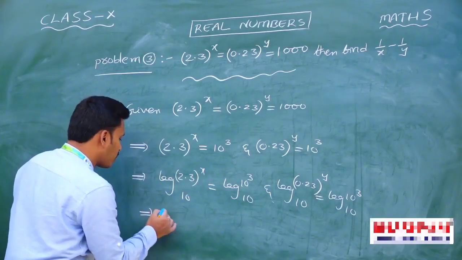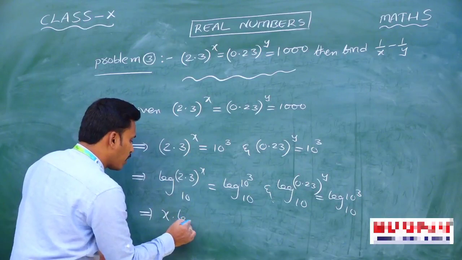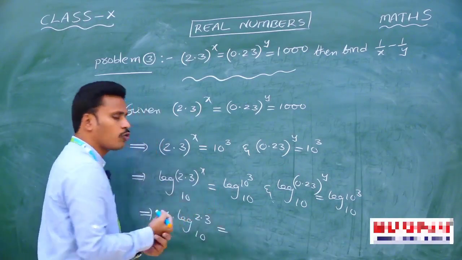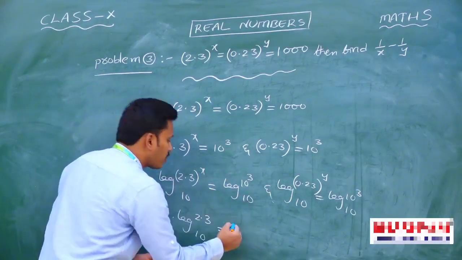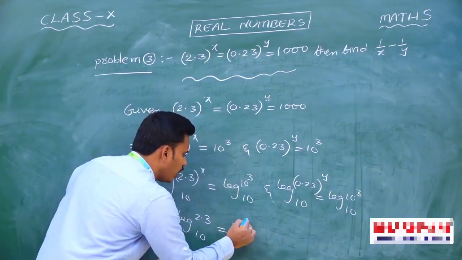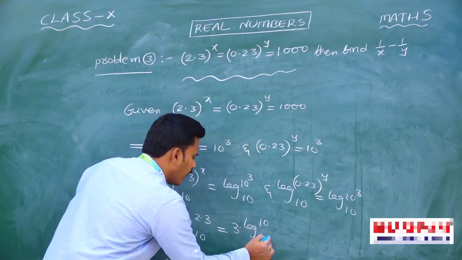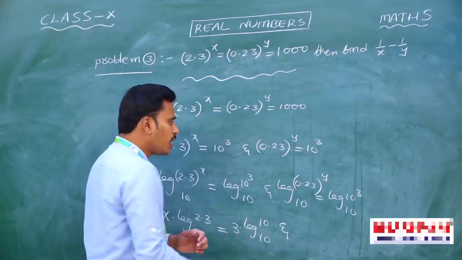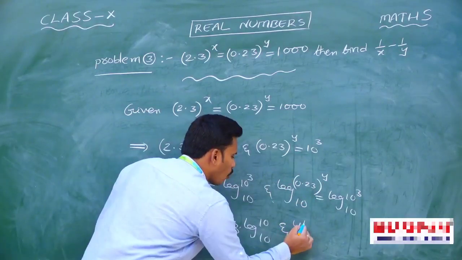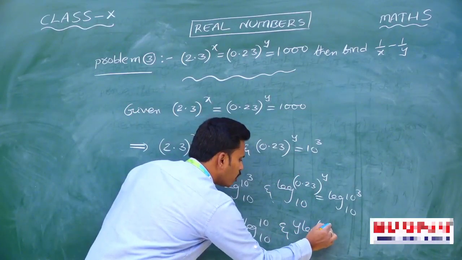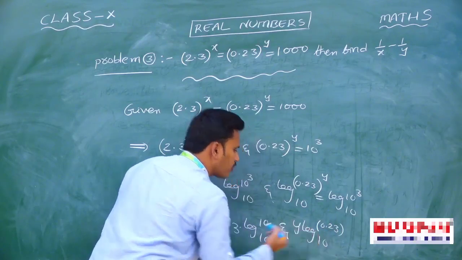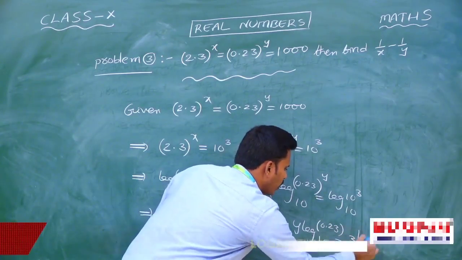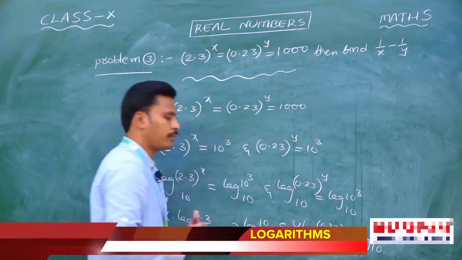Then it becomes x times logarithm of 2.3 base 10 is equal to logarithm of 10 cube base 10, which is nothing but, send 3 out, 3 into logarithm of 10 base 10. And coming to the second equation, here you send y out, so it becomes y logarithm of 0.23 base 10 is equal to, send 3 out, 3 logarithm of 10 base 10.